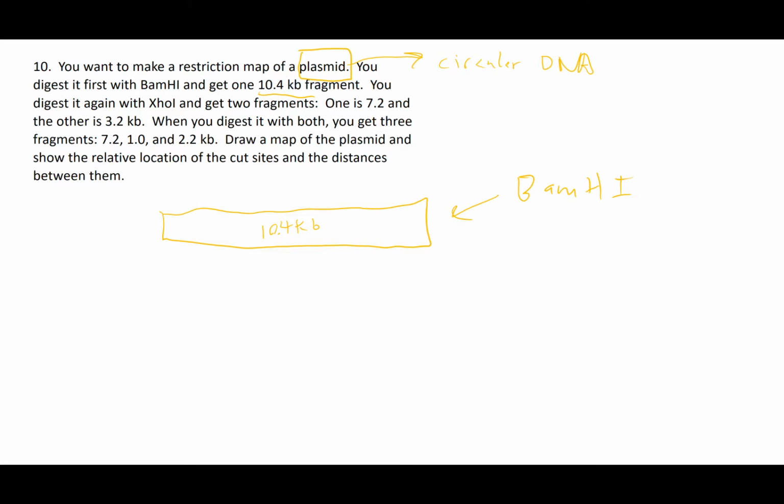Now, in a separate experiment, we digest with XhoI and get two fragments. One is 7.2 and the other is 3.2. Now, BamHI made one cut, so XhoI actually has to be making two cuts. It has to make one cut to linearize it, and then another cut to basically digest our fragment into half.